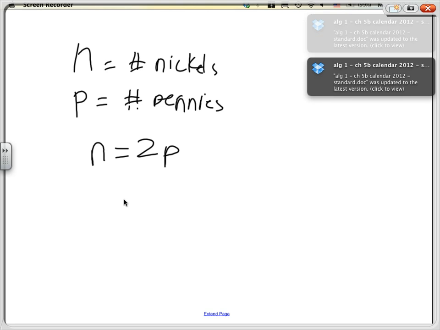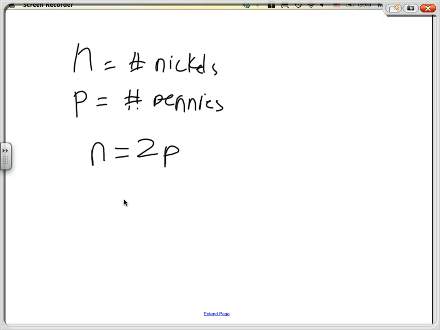This is how we got our first equation, n = 2p. It's very basic, and you can test it to see if it works. Let's say I have 5 pennies, then 5 times 2 is 10 nickels. It works, right? So we verified that this equation is legit. The second equation we need is the dollar amount of the pennies and the nickels. Each nickel is worth 5 cents, 0.05, and each penny is worth 1 cent. So we use that information.